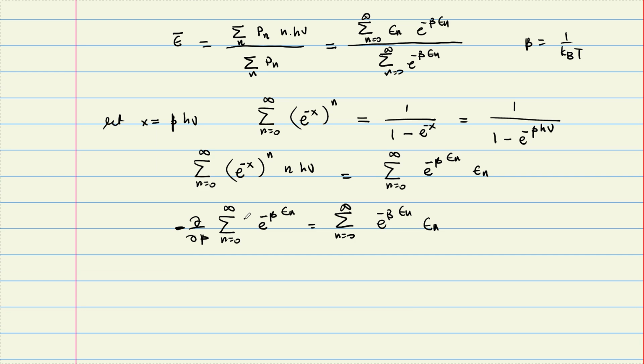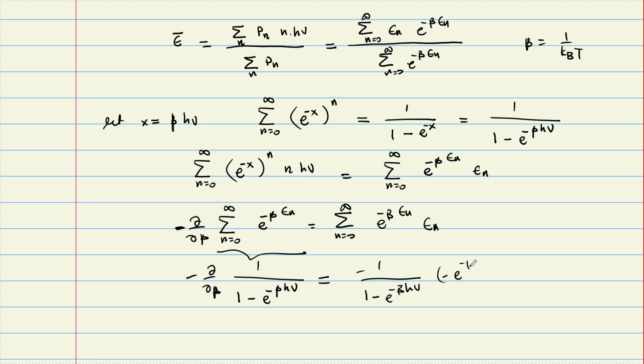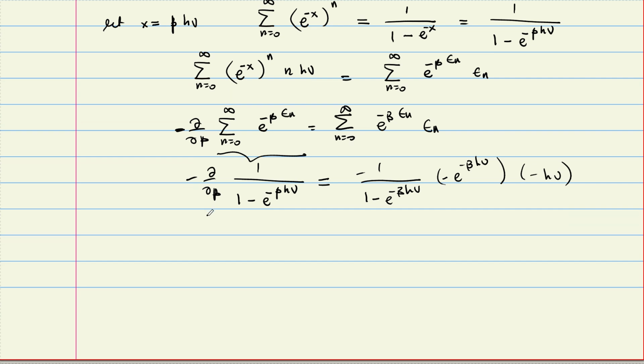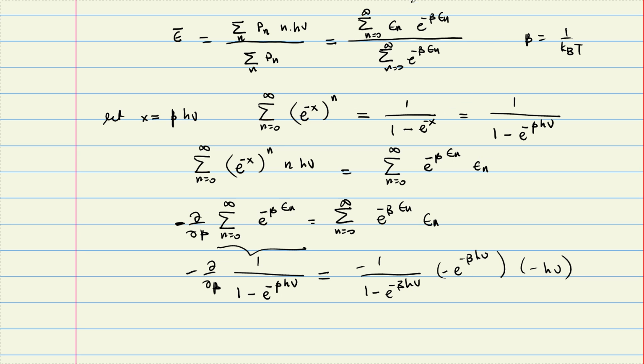Then I can just sum this series and take the derivative, but this series we just summed, so this is going to be this thing, and we need to take minus del beta, and this is going to be a simple derivative, minus 1 over 1 minus e to the minus beta h nu, minus e to the minus beta h nu and minus h nu, right? And now I have this sum divided by this sum, so let's just put everything together.